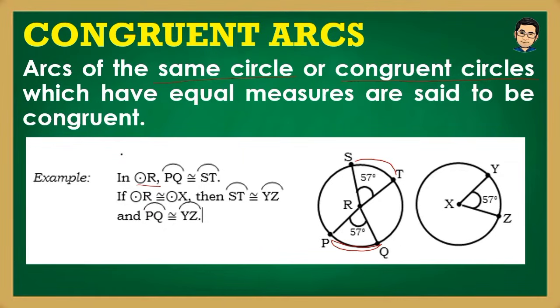And then, congruent circles naman, so if circle R is congruent to circle X, so yung kabilang circle, and then, arc ST is congruent to YZ. So, ST is congruent to YZ. As you can see, the measure of arc YZ is also 57 degrees. And then, since yung dalawang arc dun sa unang figure natin ay congruent, we can also conclude that arc PQ is congruent to arc YZ. So, yan lang po yung congruent arcs.